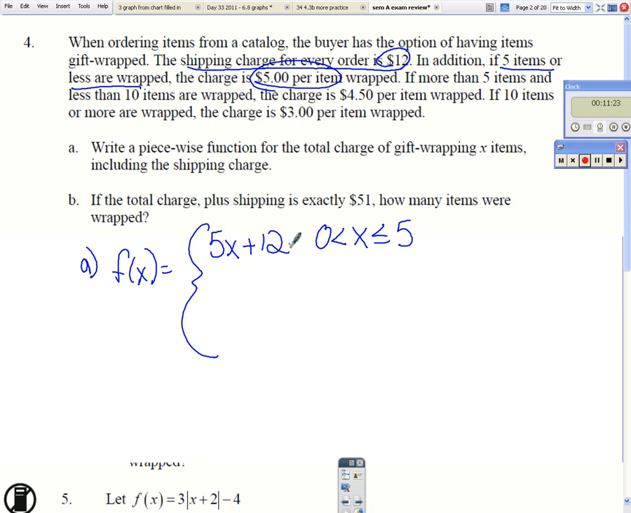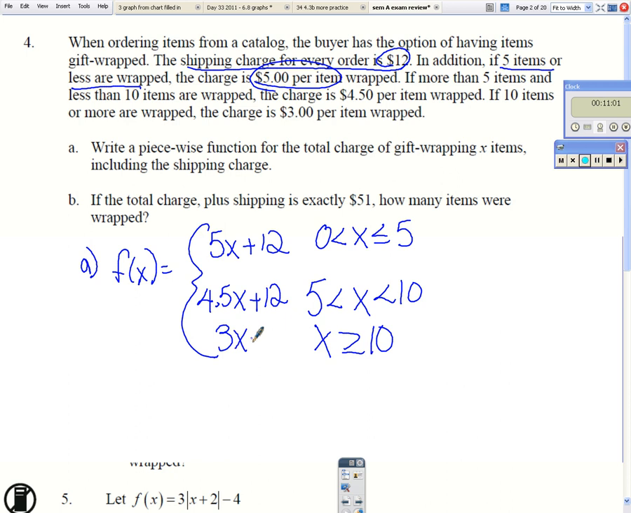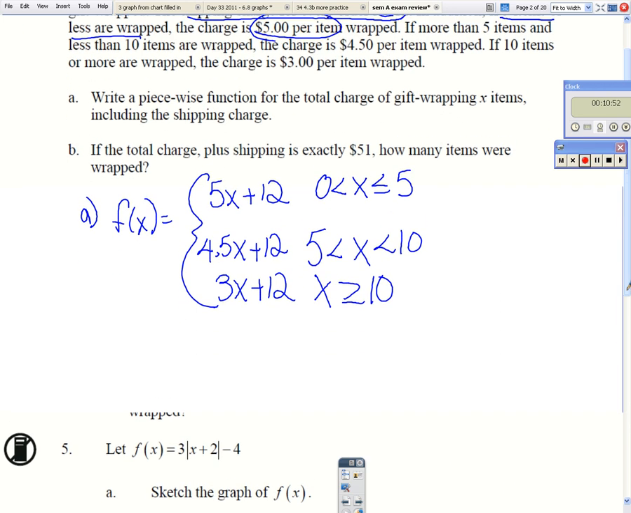If we order more than 5 but less than 10, it's $4.50 per item plus the flat fee of $12. And if 10 items or more, so that's the or equals, it's $3 per item plus the flat fee. So if the total charge plus shipping is exactly $51, how many items were ordered?